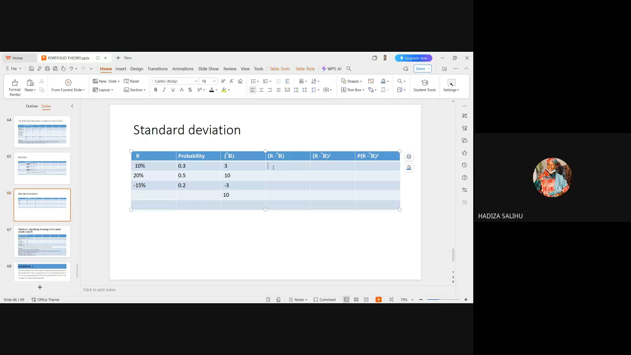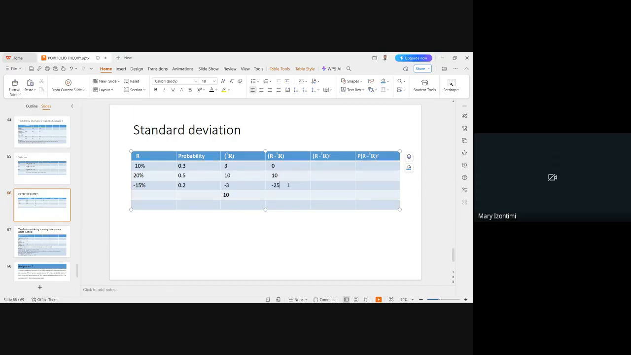So your R bar will be 10%. R minus R bar: 10 minus 10 gives you 0. 20 minus 10 gives you 10. Minus 15 minus 10 gives you minus 25.